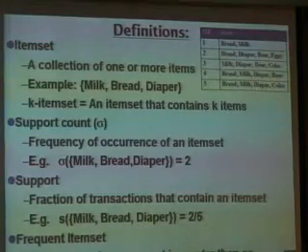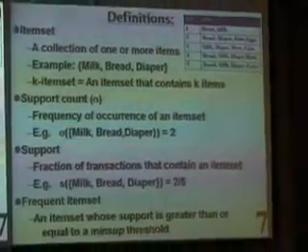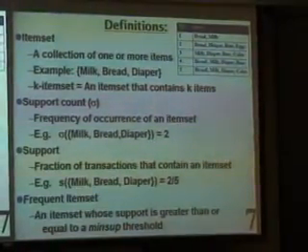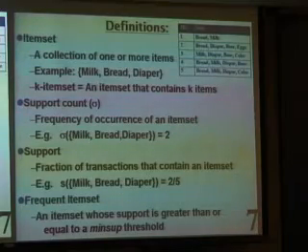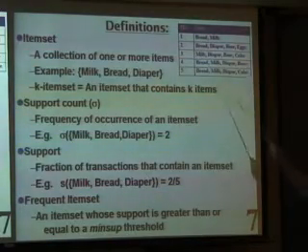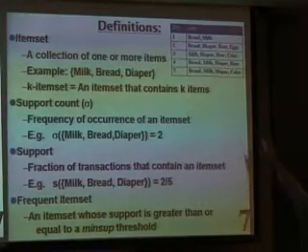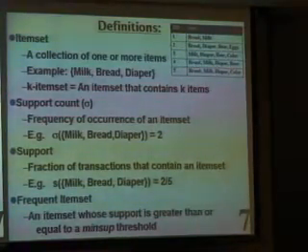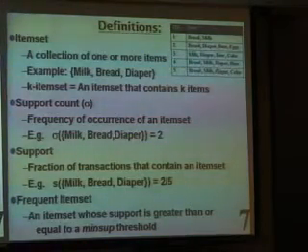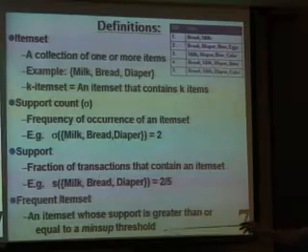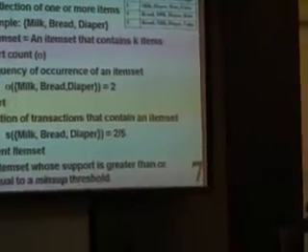Item set: a collection of one or more items. The key thing there is one or more items. We're not going to consider the empty set as being an item set. The support count is basically how often that item set occurs in absolute terms. So milk, bread, diaper is in the last two transactions, so its support count is 2, but its support is 2 out of 5, because 2 out of the 5 transactions contain milk, bread, diaper. And then a frequent item set is basically going through all the item sets which have a sufficiently large support and pulling those out. So the min support is your minimum support threshold.